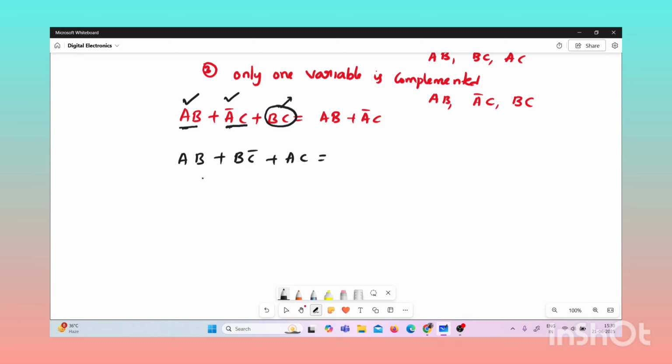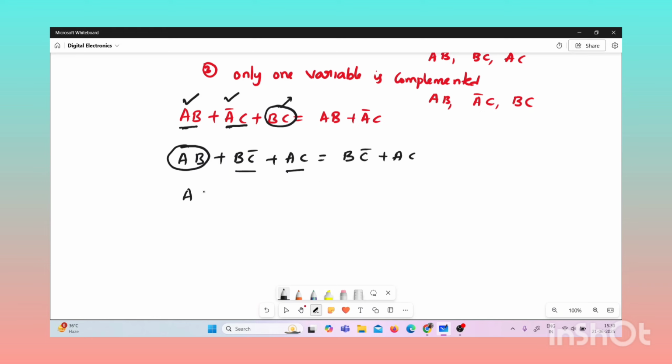Let us see the three steps. The first step is, there are three variables A, B, C, and each and every variable is used two times, and only one variable is complemented, like C is present in the complemented form and uncomplemented form. So this should be present in the output. So AB is the redundant term, that should be removed. After simplifying, you are getting the output like this.